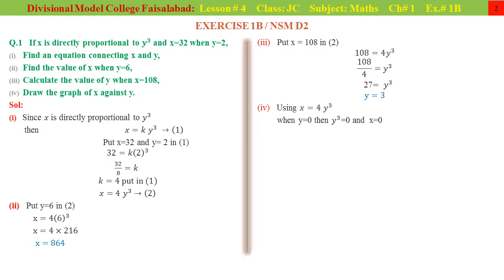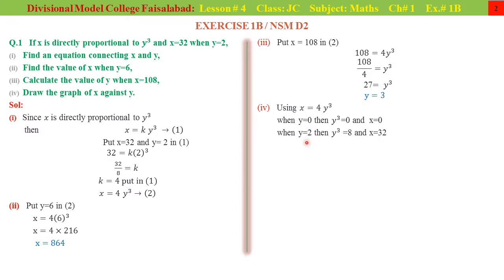You will take two values. When y is equal to 0, y cube will also be equal to 0. And putting y cube equal to 0 in this equation, we will get x is equal to 0. So there are two values, y cube is 0 and x is 0, because we need to draw the graph against x and y cube.